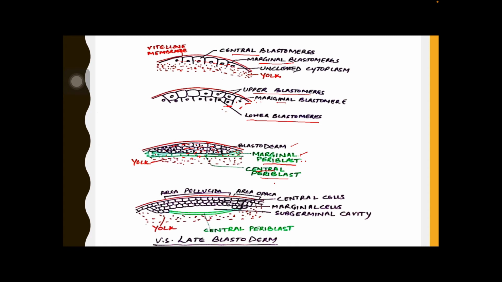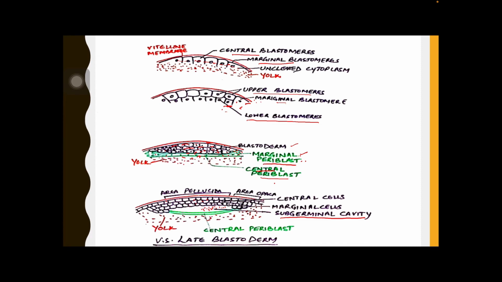So this is the blastodisc formed. So now a fluid-filled space appears just beneath the central cells of the blastoderm. ये जो blastoderm के जो central cells हैं, इनके beneath here you can see a cavity develops, right? A fluid-filled space develops. This space is called the subgerminal cavity, or it is also called the blastocele, right? So now we have this subgerminal cavity.